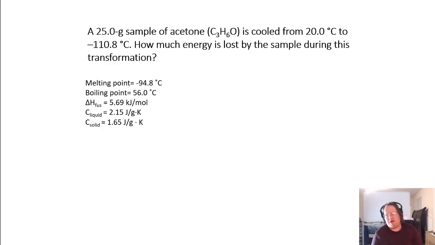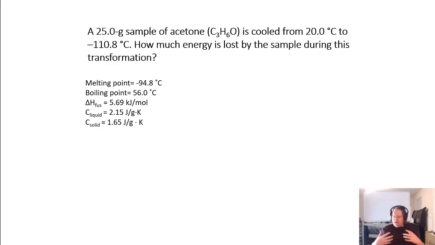So this is an example of how we could word a problem for a heating curve. Let's say we have a 25-gram sample of acetone, and we cool it from 20 degrees to negative 110.8. And I want to know how much energy is lost by the sample during this transformation. Our goal is to identify what phase we are in at the start of this process, what phase we are going to be at the end, and at what points there are phase transitions, because we have to break the problem up, because you can either heat or cool, or you can change phase, but you're not going to do both at the same time. So this problem is going to be multiple steps.